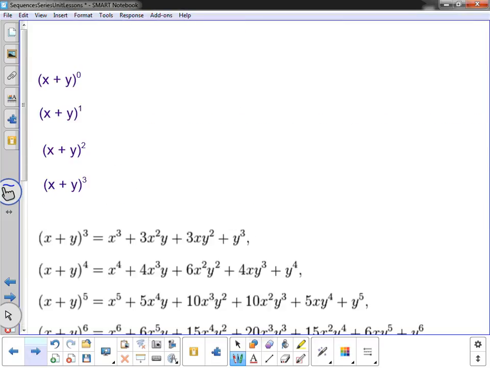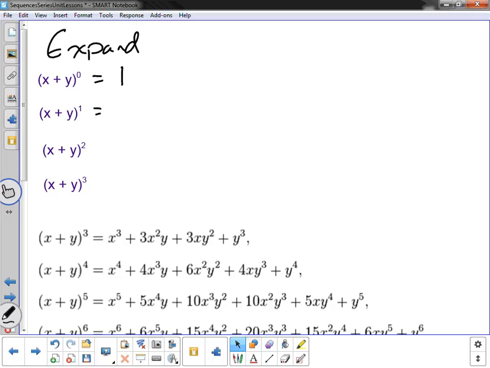Okay, so what we're going to be asked to do is expand each of these things. Well, here's what we know. Anything to the 0 power, no matter what it is, always becomes 1. Anything to the 1st power is always just that thing. So I just get x plus y.